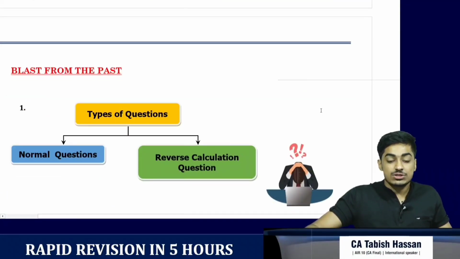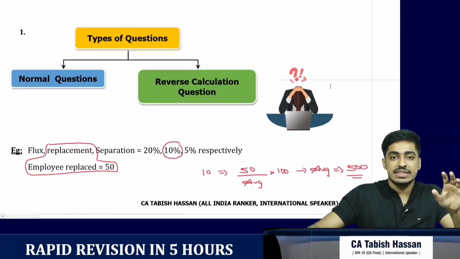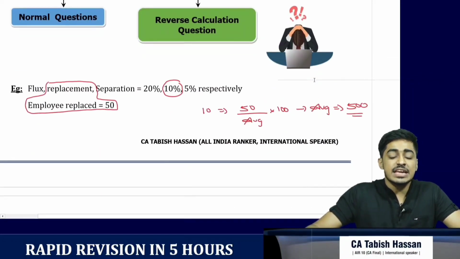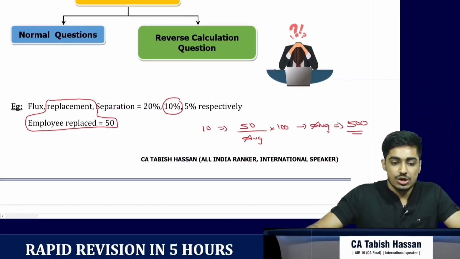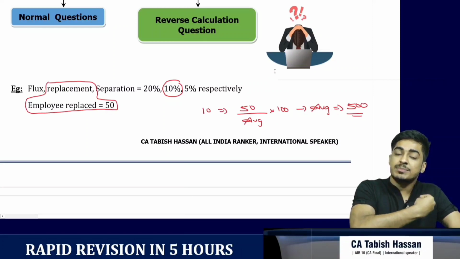Okay, this is the first concept, labor turnover ratio. How does ICAI ask questions from this topic? First will be the normal questions, that is the question will give you the data, and we have to calculate the labor turnover ratio. Second, we have the reverse calculation questions. They give us the labor turnover ratios. Based on that, we have to calculate the base data.